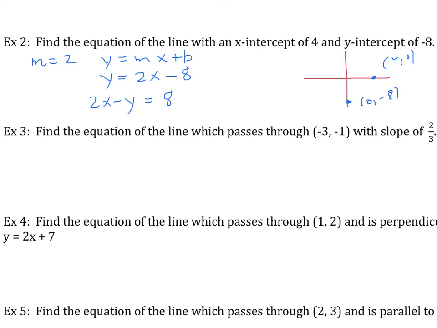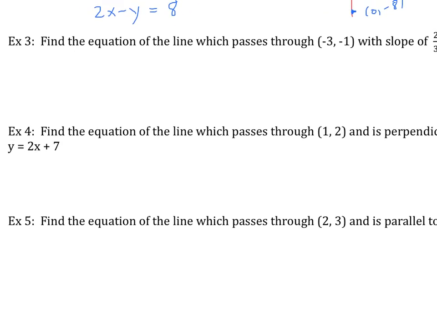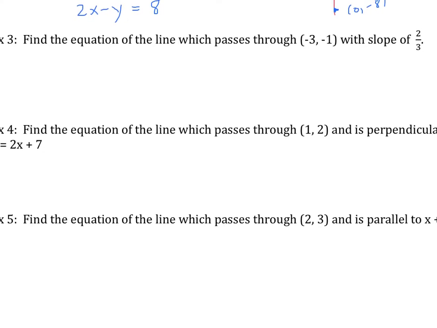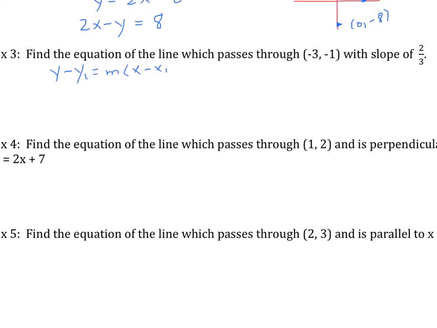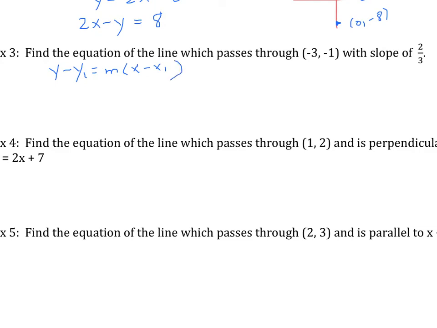Now, example number 3. Find the equation of the line which passes through 3, -1 with a slope of 2/3. Now, we have a point, we have a slope. That tells me which formula to use, point slope. So we're going to substitute in our point. So x1, y1 is 3, -1. And remember, when you subtract a negative, you have a sign change. Like this.